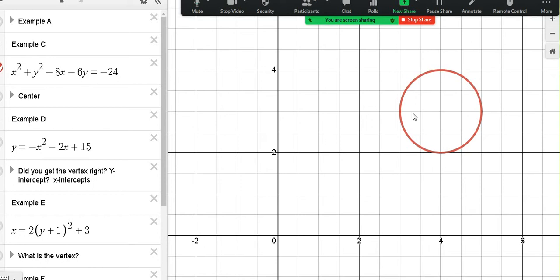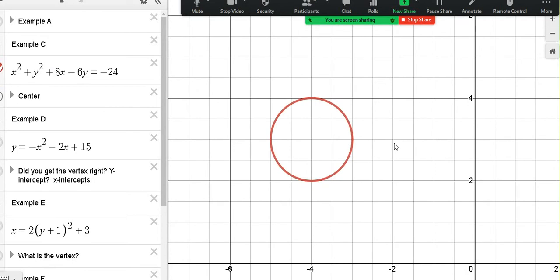Perfect. Notice that I've got a center at 4 and 3. Wait a minute. Did I make a mistake? Oh, you know what? That should be a plus there. There's a mistake in this. It should be a plus. That'll mess things up a little bit. So I have to adjust the center there. The center is where we said it was, negative 4 and positive 3 and a radius of 1.